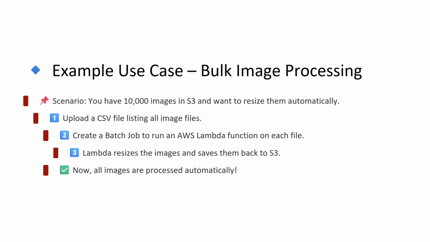Now we will see an example use case: bulk image processing. The scenario is you have 10,000 images in S3 and want to resize them automatically. First, you have to upload a CSV file listing all the image files. Second, you have to create the batch job to run an AWS Lambda function on each file. Lambda resizes the images and saves them back to S3. After some point of time, all the images are processed automatically and resized.